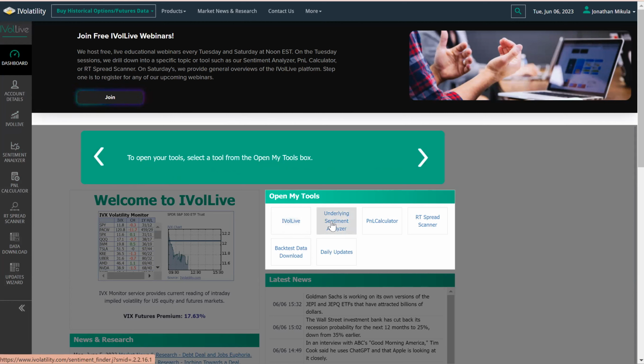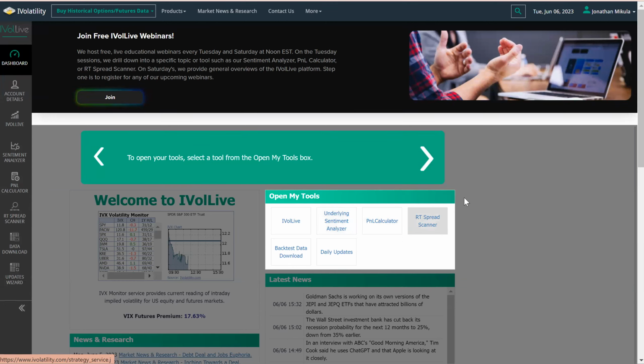The other, of course, most popular and powerful features of IVolLive are the underlying sentiment analyzer, P&L calculator, real-time spread scanner, backtest data download, and daily updates. We cover each of these in their own Tuesday topic, so keep your eye on your email for when we'll cover it, because the overall idea is IVolLive is a very powerful data and analytical tool that you should then pair with your options trading.